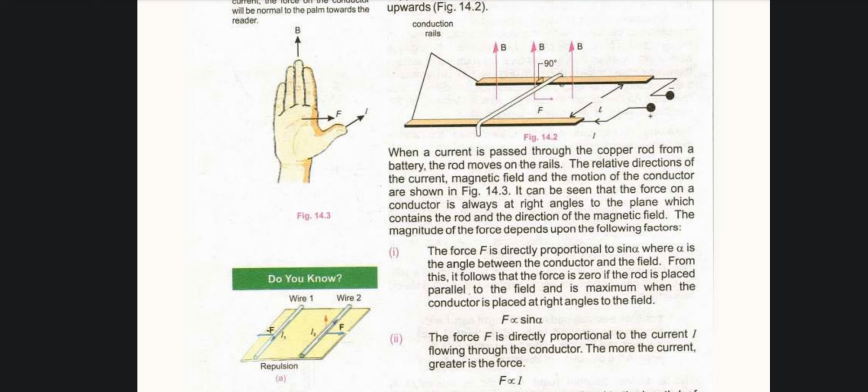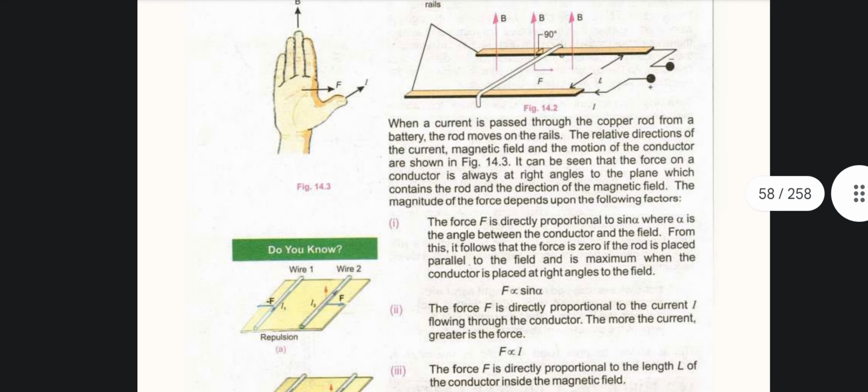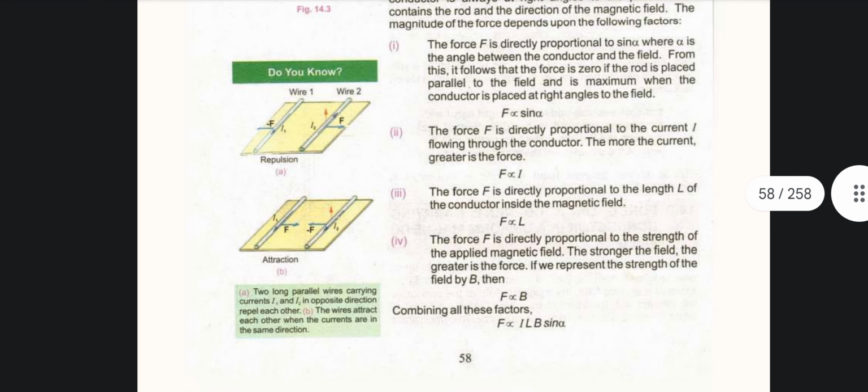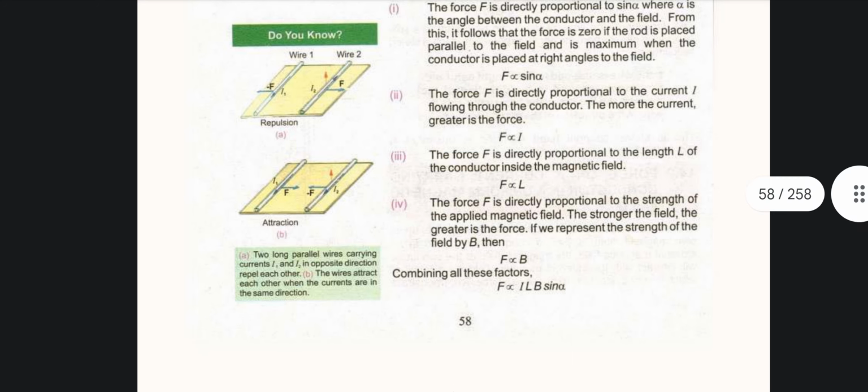It can be seen that the force on the conductor is always at right angles to the plane which contains the rod and the direction of the magnetic field. The magnitude of the force depends upon the following factors. Number 1, the force F is directly proportional to sine alpha, where alpha is the angle between the conductor and the field. From this, it follows that the force is 0 if the rod is placed parallel to the field and is maximum when the conductor is placed at right angles to the field. F is directly proportional to sine alpha.